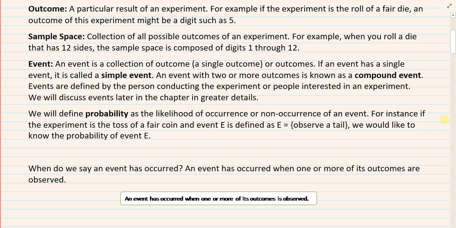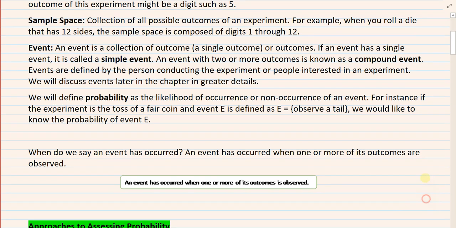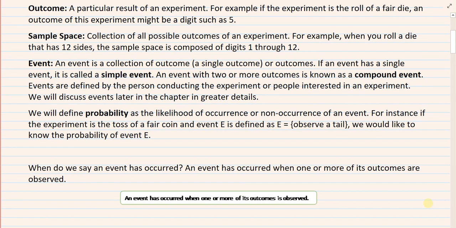Now, when we talk about the likelihood of an event occurring or non-occurring, I just want to clarify, when do we say an event has occurred exactly? What do we mean by that? We say that an event has occurred if any one of its outcomes is observed. Any one of its outcomes actually happens.